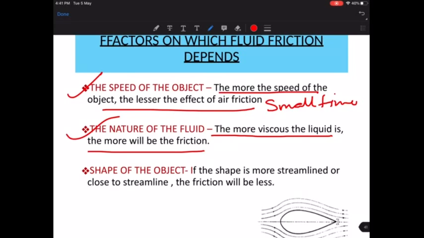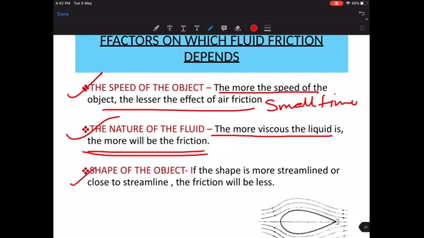This is a new word that you're probably learning today. Viscous means denser. So the nature of the fluid matters. If the fluid in which you're traveling is denser, then the friction will also be more. Will you be able to swim easily in water, or in honey or any other denser medium? You'll be able to swim easily in water. Why? Because water is a less dense medium. So the denser the medium, the more the friction. If you have to reduce friction, you have to choose a medium which is less dense.